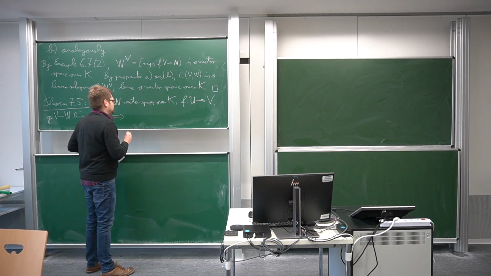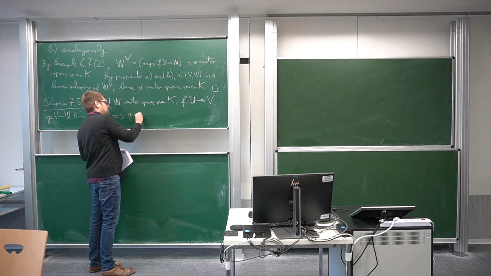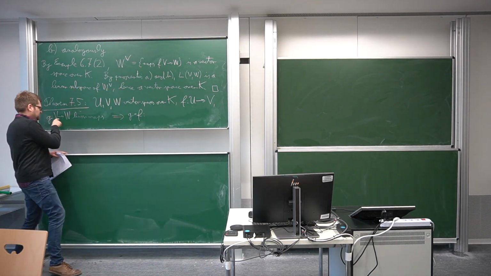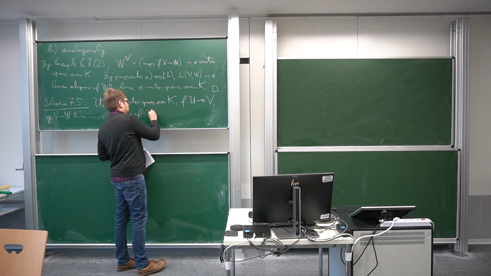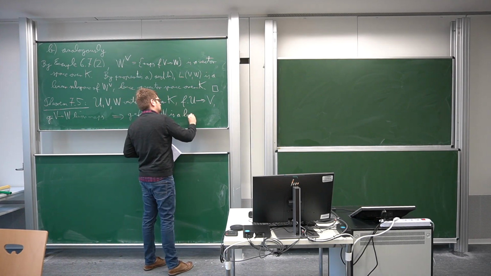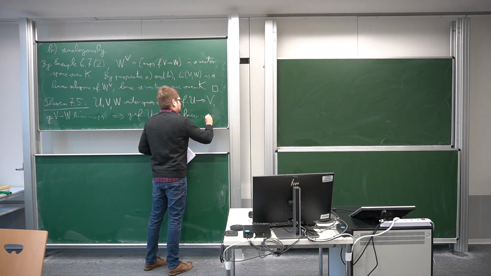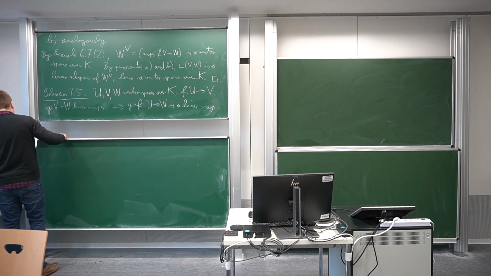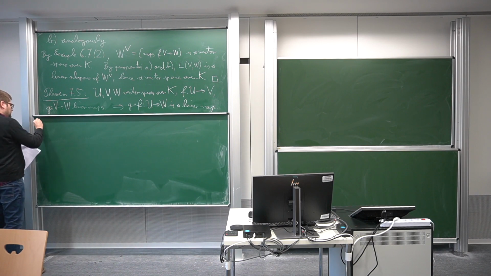The composition of these two maps, G composed with F. So first F goes from U to V, then G goes from V to W. So the composition goes from U to W. This is again a linear map. Okay, so the proof is again an explicit computation. Proof.